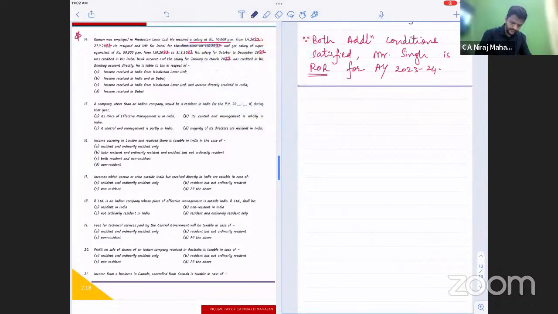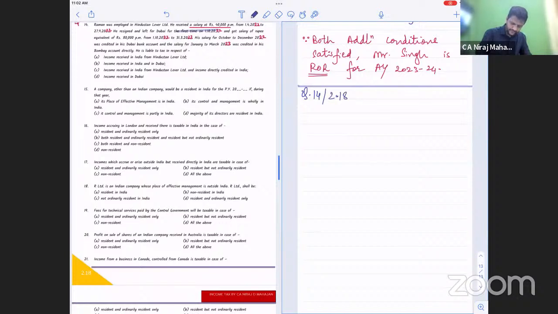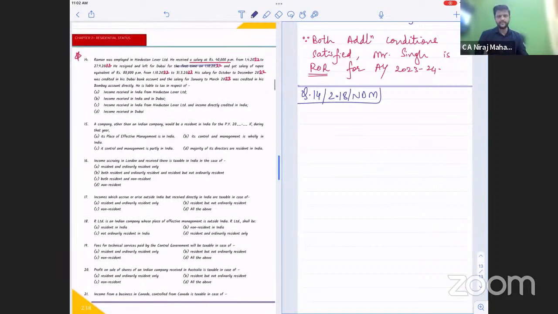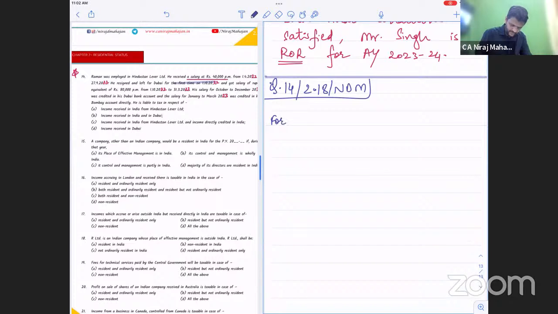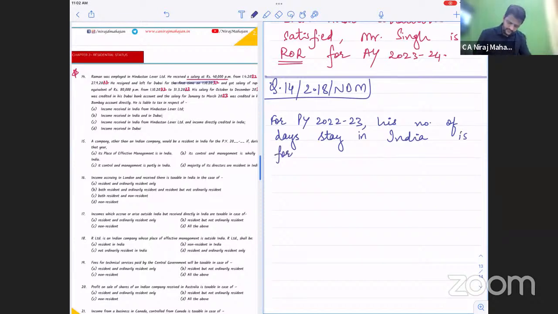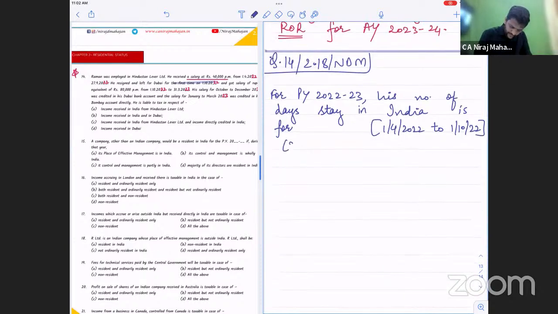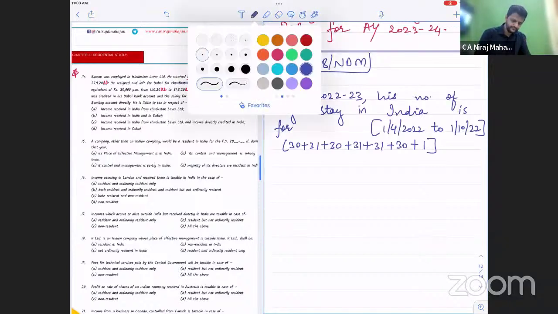I'm writing in the notebook, bachcho. Question number 14.2.18 NDM. This is an MCQ, but just for your understanding, you're writing. His number of days of stay in India was for PY 22-23. Now I'm writing in bracket, 1/4/22 to 1 October 22 is how much? Exactly 184. April 30, May 31, June 30, July 31, August 31, September 30, and October 1.